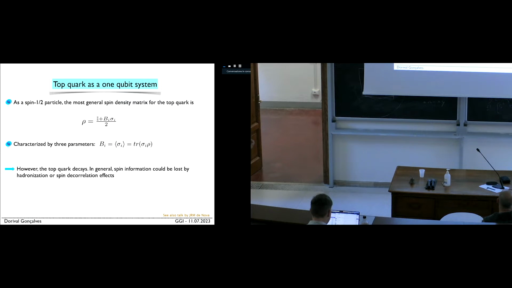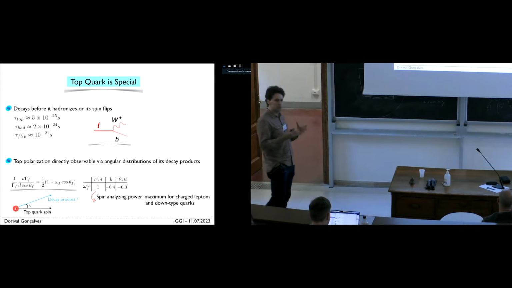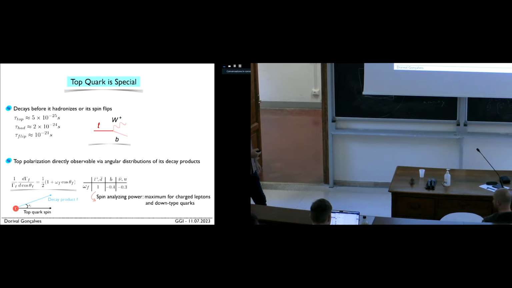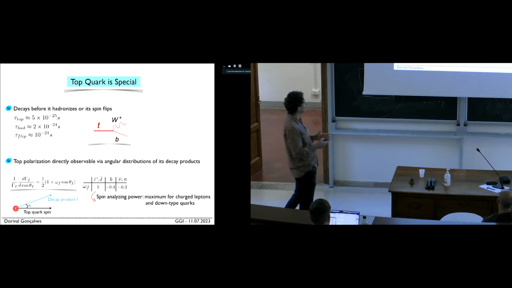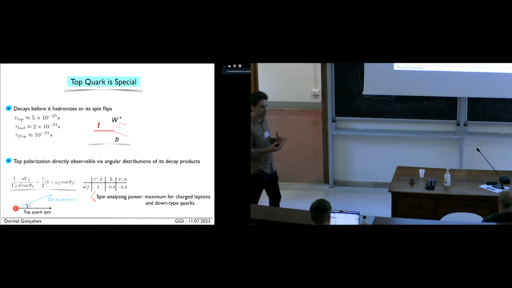However, when you look at it, the top is quite a complex object. The top, in particular, has color. So the top can hadronize, and you can have spin decorrelation effects. However, the top is unique. It's very special. It decays before it hadronizes and before spin decorrelation. If you try to think about playing the same sort of game for bottom quarks, for instance, it doesn't work as well anymore. The bottom quark is orders of magnitude apart from the top quark, and hadronization and spin flip effects start playing a role there. So the top is really unique.